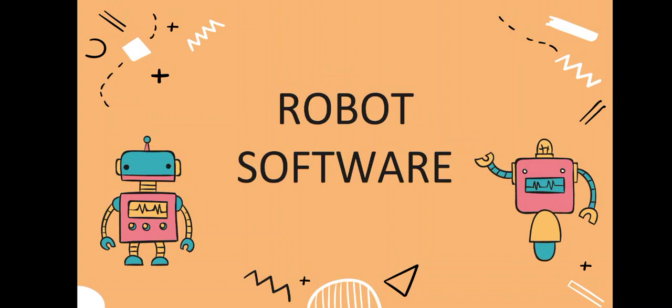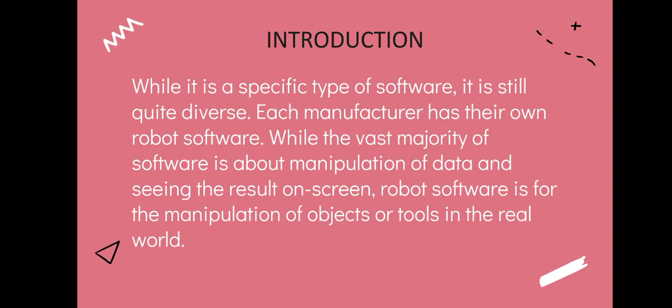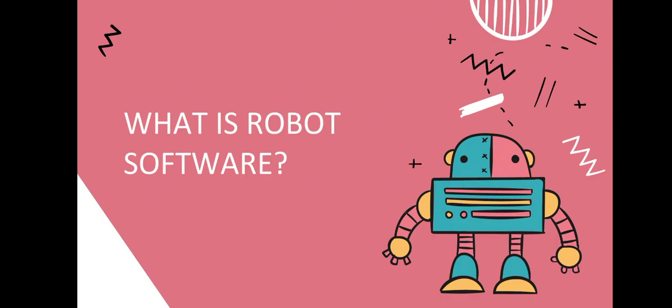Hello everyone, and today I'm going to discuss robot software. Introduction. While it is a specific type of software, it is still quite diverse. Each manufacturer has their own robot software, while the vast majority of software is about manipulation of data and seeing the result on screen. Robot software is for the manipulation of objects or tools in the real world.